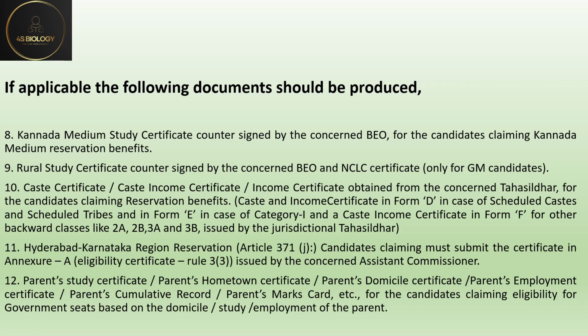The next one is the parent study certificate, hometown certificate, or anything similar for candidates claiming eligibility for government seats based on the domicile, study, or employment of the parent. This is for different classes; the other was for class A, class B. So this is if the student's parent employment is there for claiming some benefit, you have to have either of these.